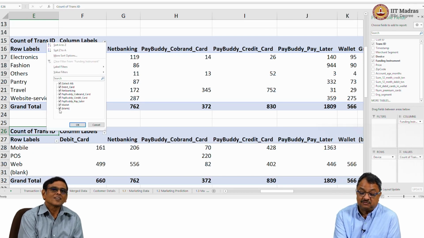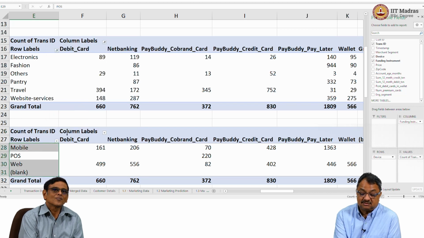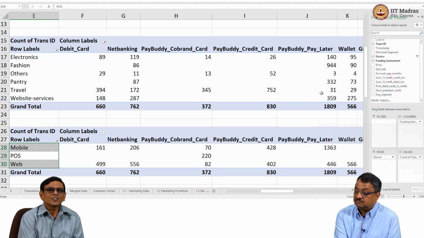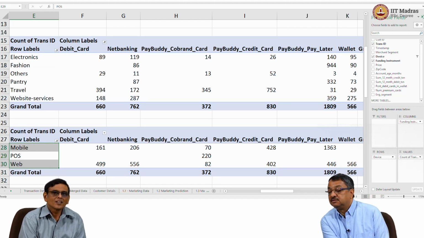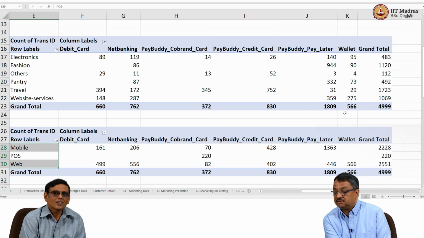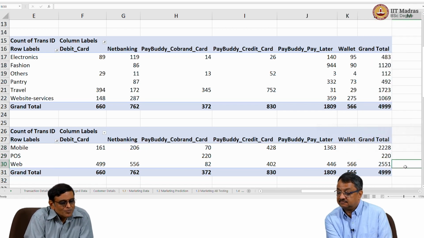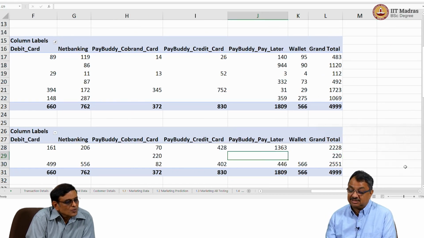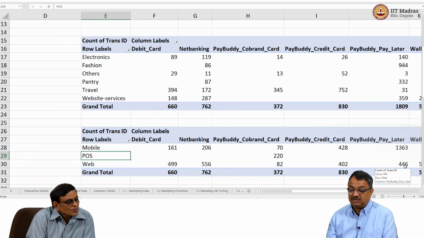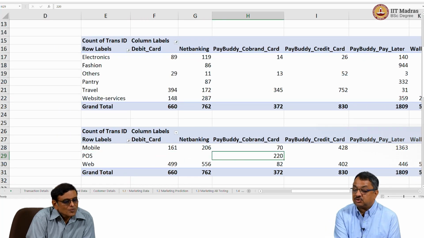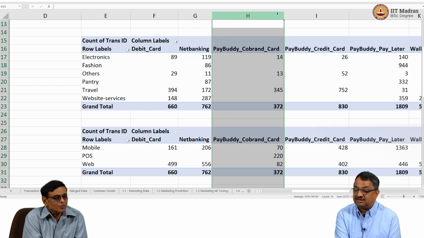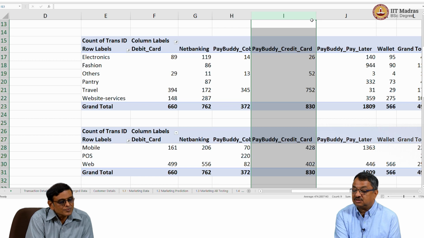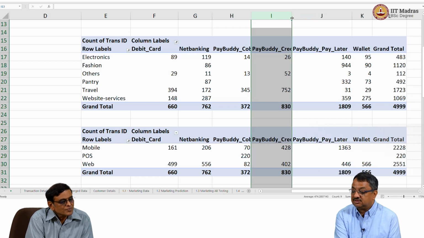Okay, let me remove blanks. What does it say? Let me close this. Debit. So when you are at a POS, you basically use co-branded cards. POS is when you actually go to the store and swipe your card. Point of sale. So that makes sense. Make this column a little smaller so that it's easier to read.